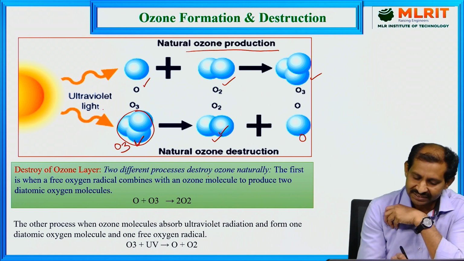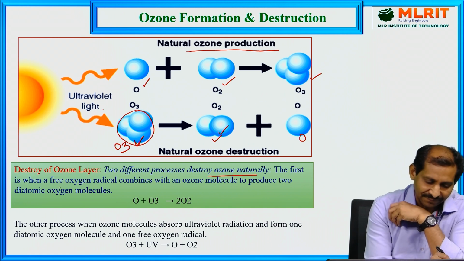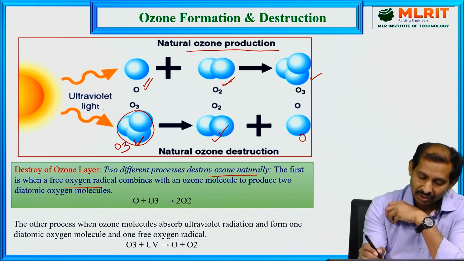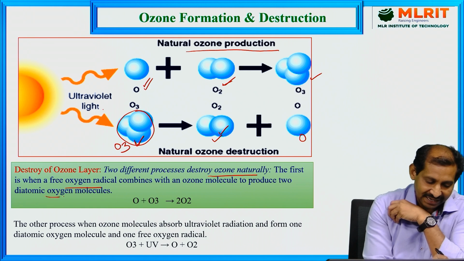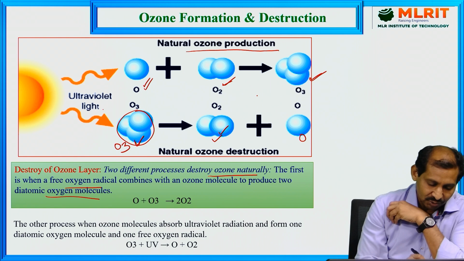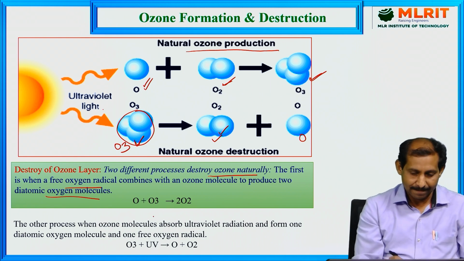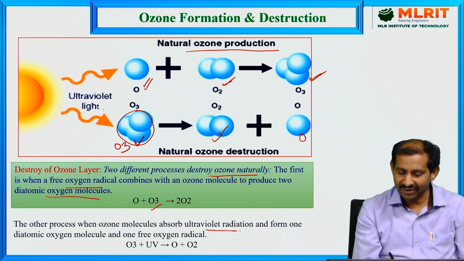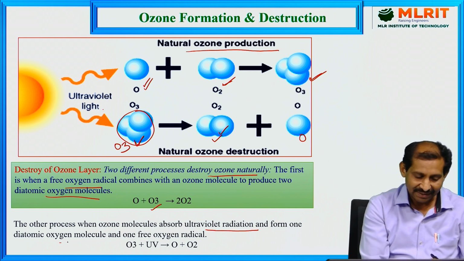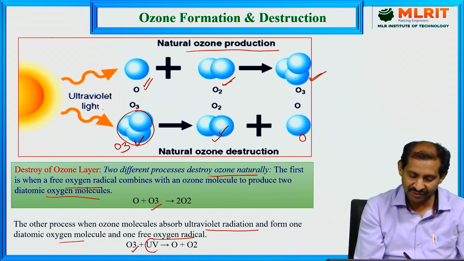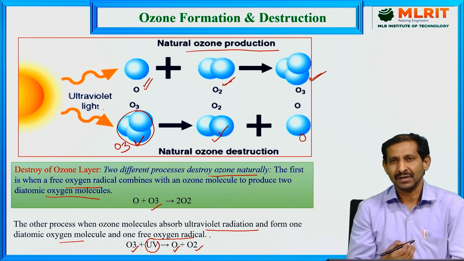Two different processes destroy the ozone layer naturally. The first one: when a free oxygen radical combines with an oxygen molecule, it produces the ozone. This is the natural way of production of ozone. The second one: the other process is when the ozone molecule absorbs ultraviolet radiation and forms one diatomic oxygen molecule and a free oxygen radical. So once the ozone absorbs the UV radiation coming from the sun, the free atom and oxygen molecule are dissociated, that is degradation.